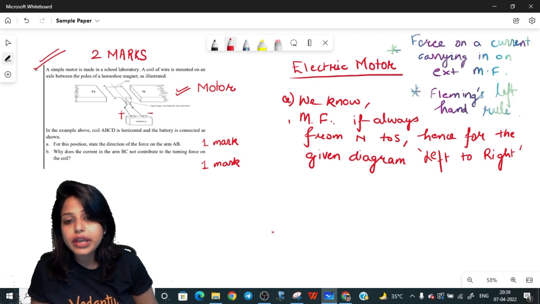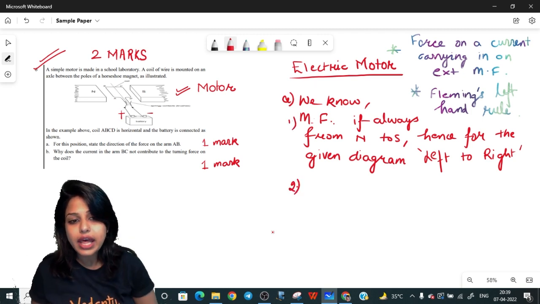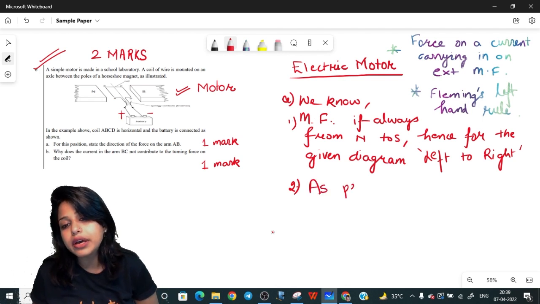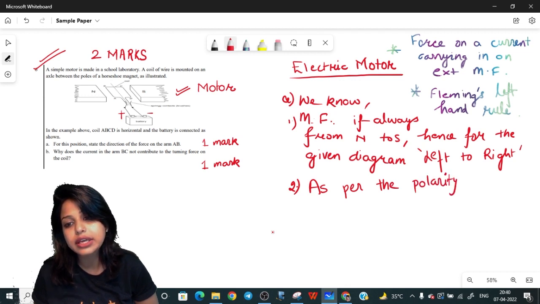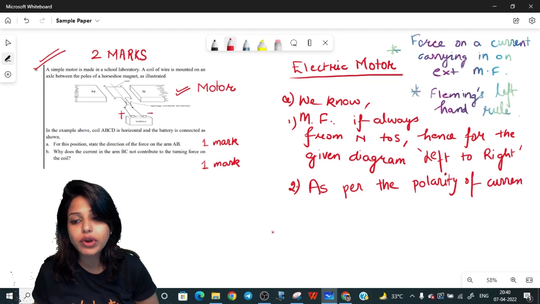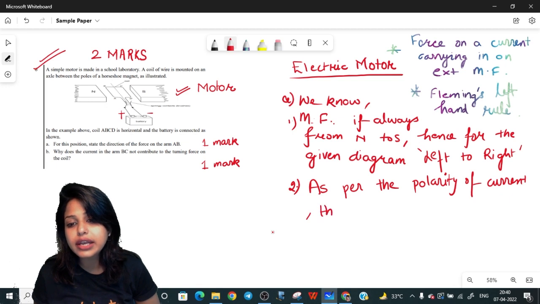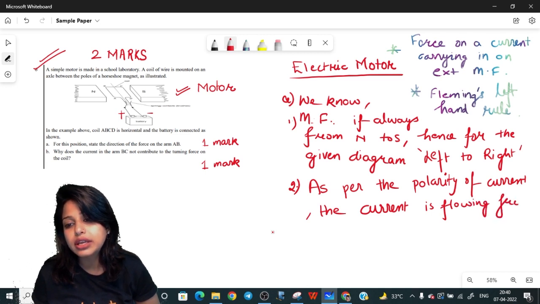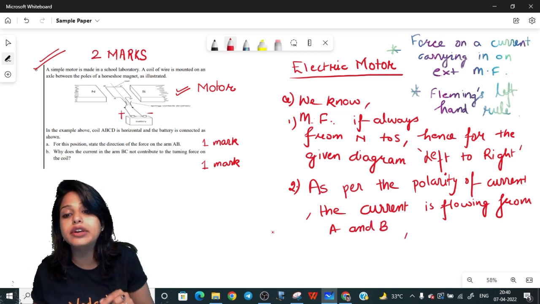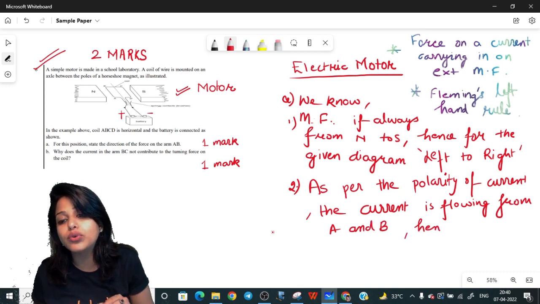The second point that I have is the current. Now, as per the polarity of the battery, how is my current flowing? The current is going from A to B. The current is flowing from A to B, right? And if I write that, I can say it is going into the paper. Hence, into the paper.